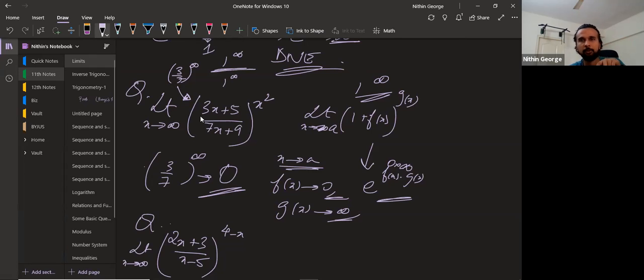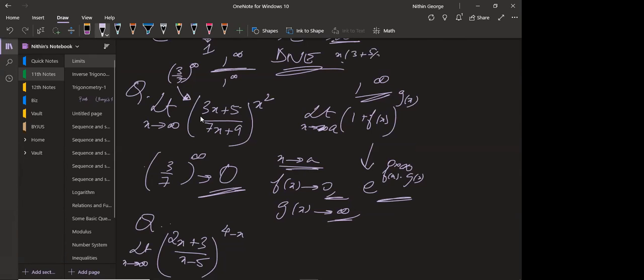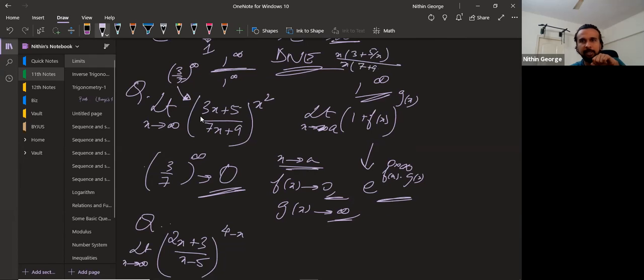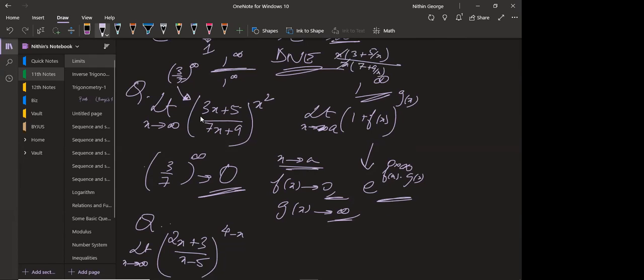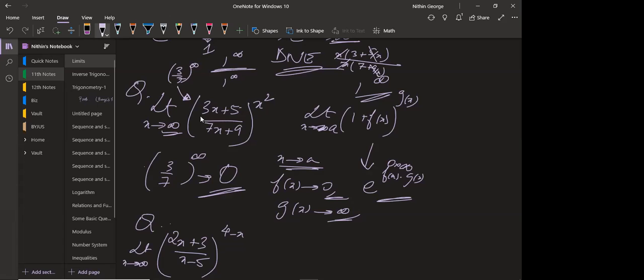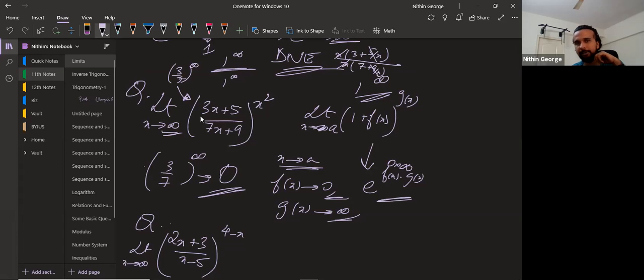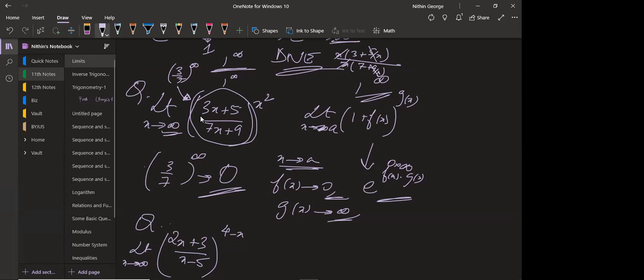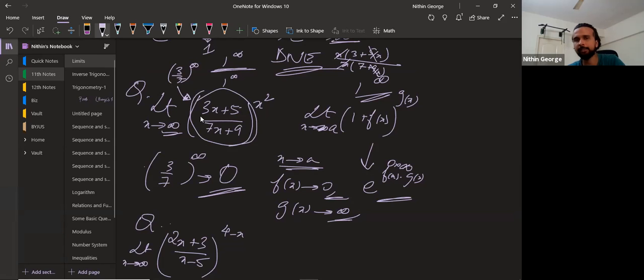When I put limit x tends to infinity, I take x common in the numerator, so I get x into 3 plus 5 by x. In the denominator also I take x common, x into 7 plus 9 by x. The x and x cancel out, and 5 by x and 9 by x become 0 because the limit is tending to infinity. I'm left with 3 by 7 in the base. So it's 3 by 7 raised to infinity form, which is basically nothing but 0. Are you getting this or should I give another explanation?